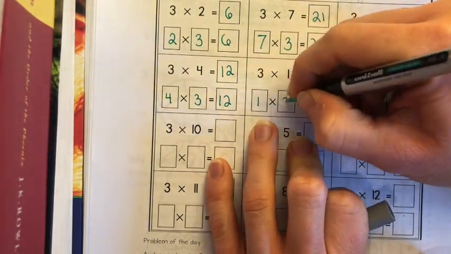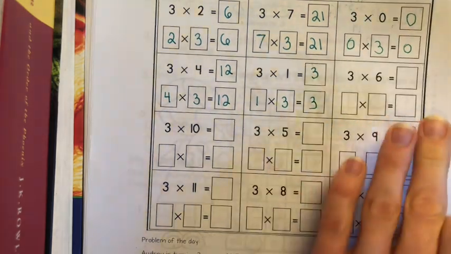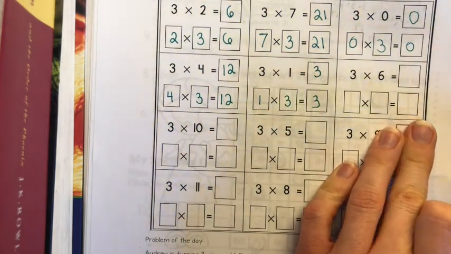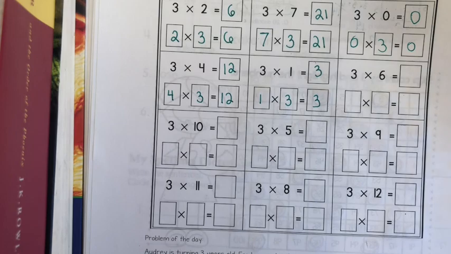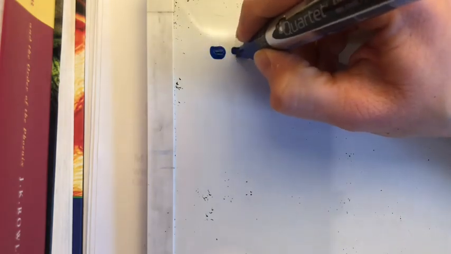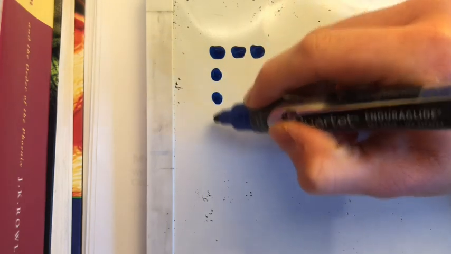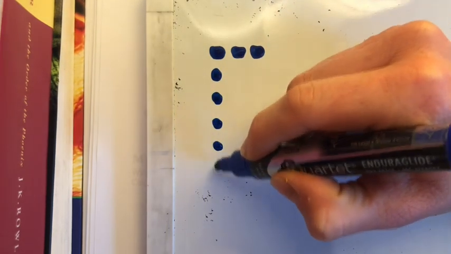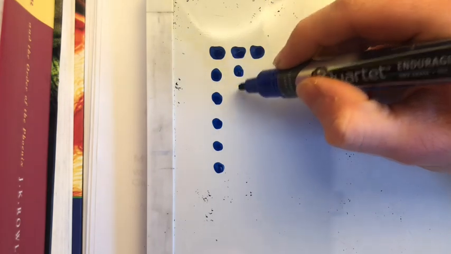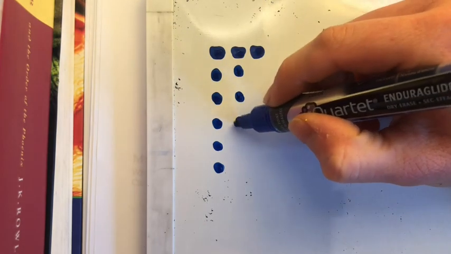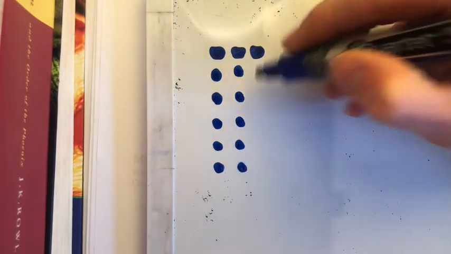1 group of 3 is 3. Okay, 3 times 6, I will draw you an array for that because it's helpful. 3 times 6, so we have 3. 1, 2, 3, and we're gonna draw 6 groups. 1, 2, 3, 4, 5, 6, and then my second one, my group, 1, 2, 3, 4, 5, 6.